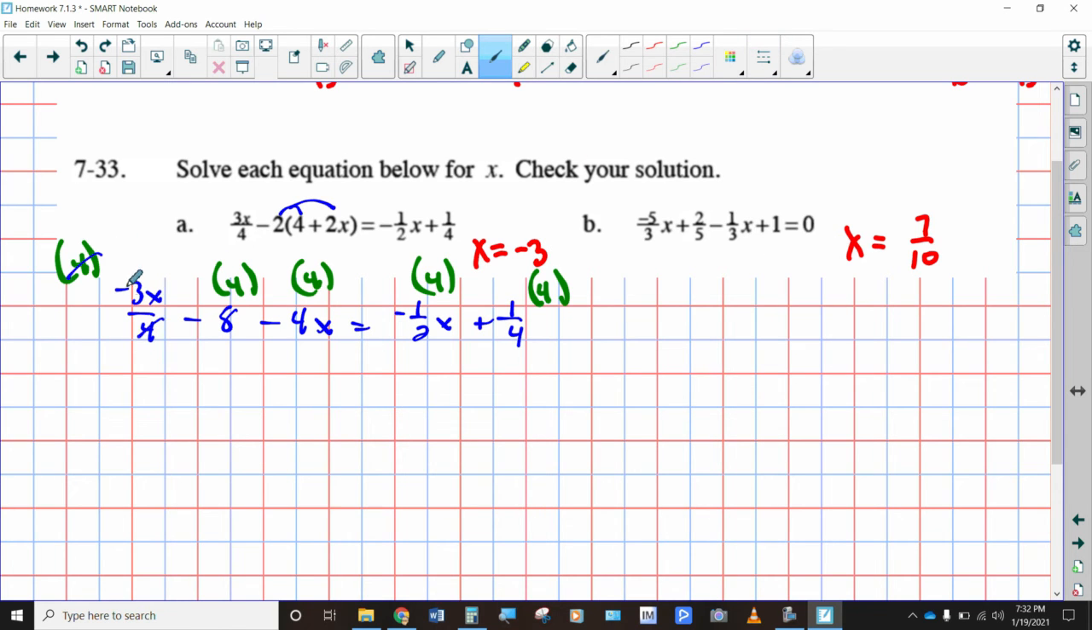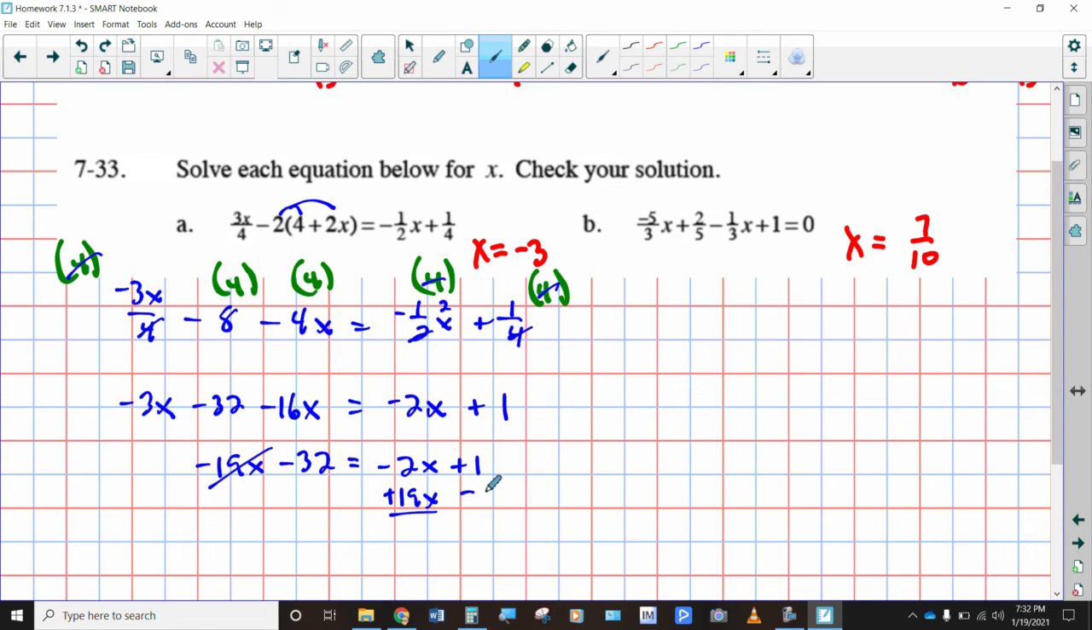So the 4 cancels out with a 4 there, leaving you with -3x. 4 times -8 is -32. 4 times -4 is -16, so that becomes -16x. If I cancel out the 4 and the 2, that's going to become a 2, so it becomes -2x. And then the 4 cancels out with the 4, making that +1. Combine like terms, and you're going to get -19x minus 32 is equal to -2x plus 1. And now I will add 19x to each side, because this is going to cancel out, right? And then I'm going to subtract 1 from each side, so it becomes plus a negative 1.